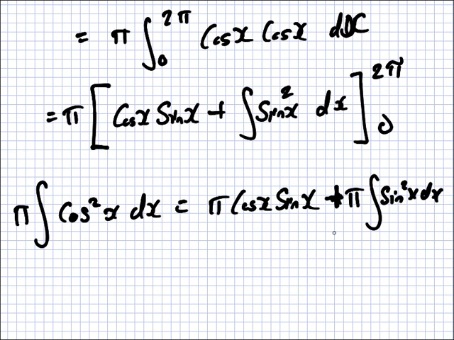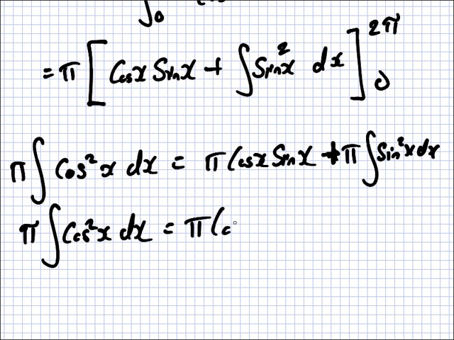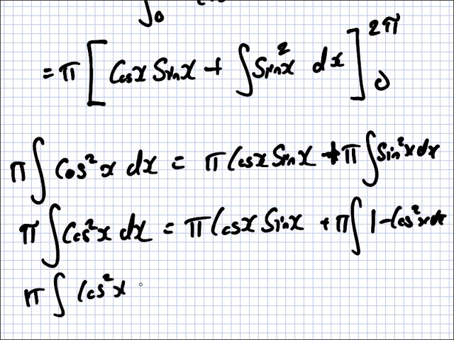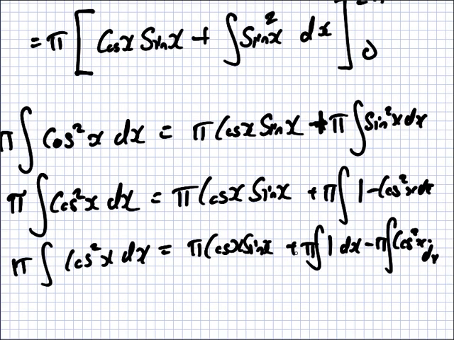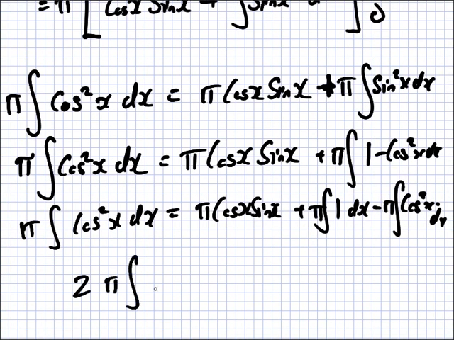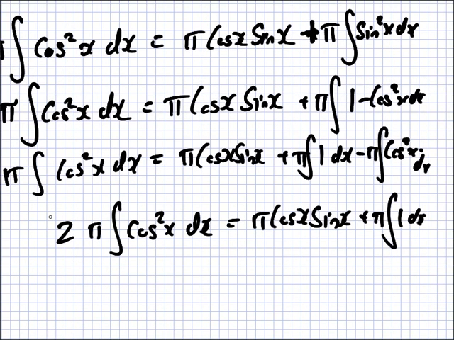I'll have to use by parts again on sine x, sine x. Although there's a sneaky little thing I could do here to save me doing that. If I change the sine squared into 1 minus cos squared x dx, so this is pi integrate cos squared x dx equals pi cos x sine x plus pi integrate 1 dx minus pi integrate cos squared x dx. So we can take that to the left and we'll get 2 pi integrate cos squared x dx equal to pi cos x sine x plus pi integrate 1. So now I divide by 2.